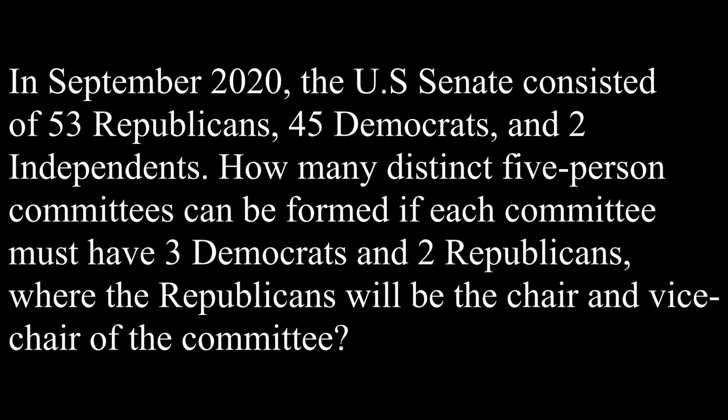In September of 2020, the U.S. Senate consisted of 53 Republicans, 45 Democrats, and 2 independents. How many distinct 5-person committees can be found if each committee must have 3 Democrats and 2 Republicans, where the Republicans will be the chair and vice chair of the committee?